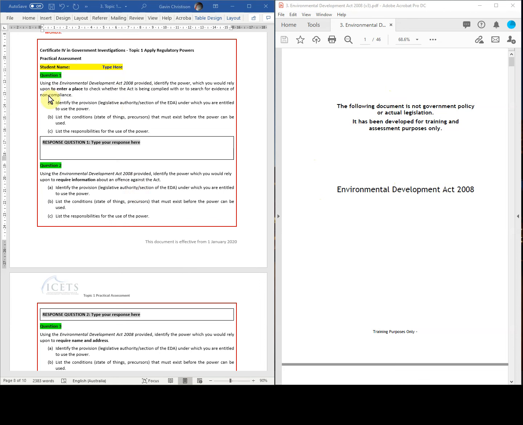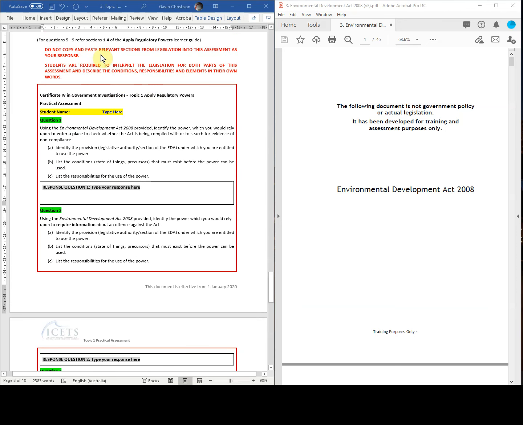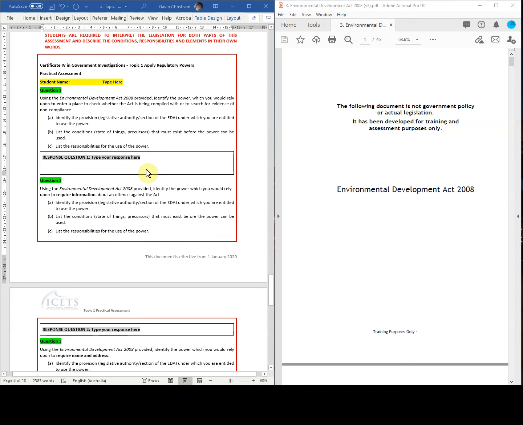So for question 1, now with these practical assessment questions, it's very important that you don't just copy and paste relevant sections from the legislation. You need to demonstrate that you can read the legislation, understand it, interpret it and describe conditions, responsibilities and elements using your own words. Copying and pasting sections in as your response will not be accepted. So let's have a look at the first one.